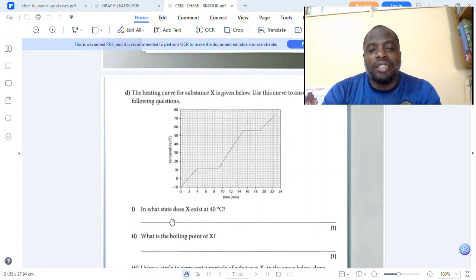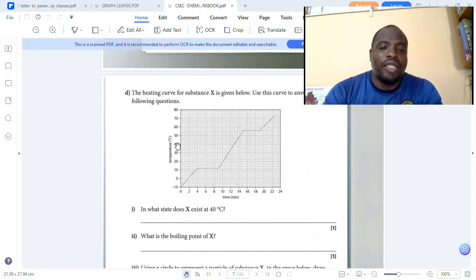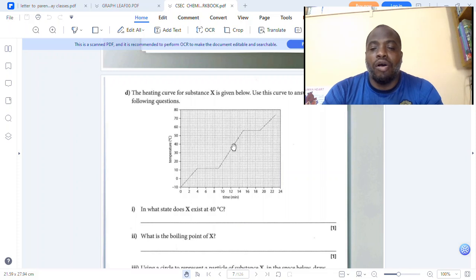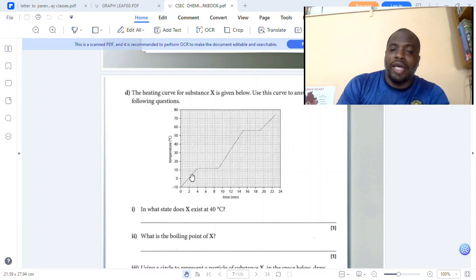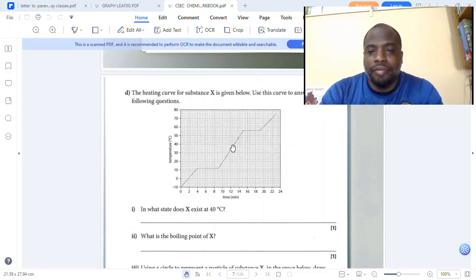It says, in what state does X exist at 40 degrees Celsius? So we find 40 degrees and we bring it right across until it touches our curve. And it touches our curve, if you can recall what I said. Say it. So solid, liquid. So we know that substance X at 40 degrees is going to be a liquid.